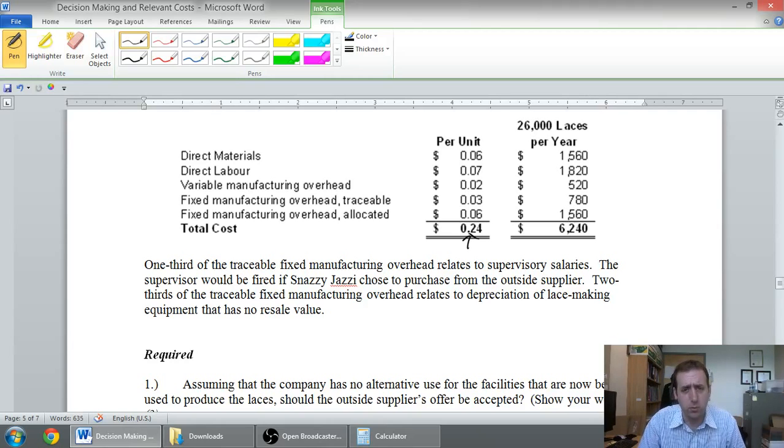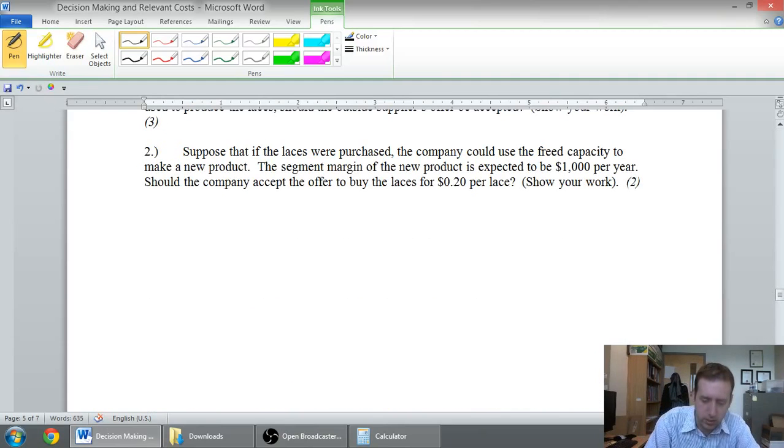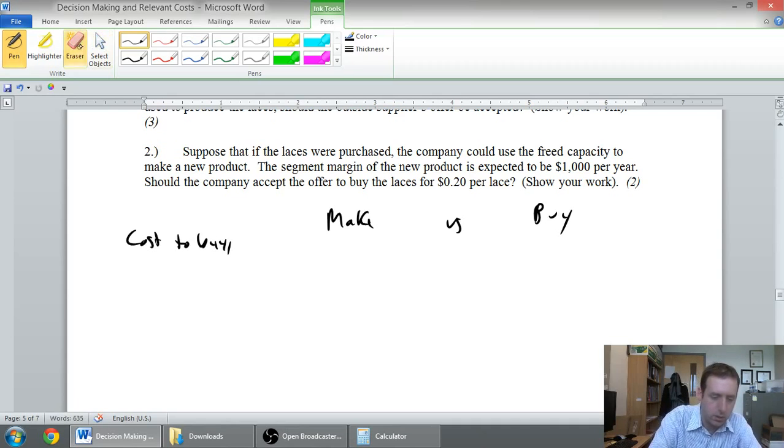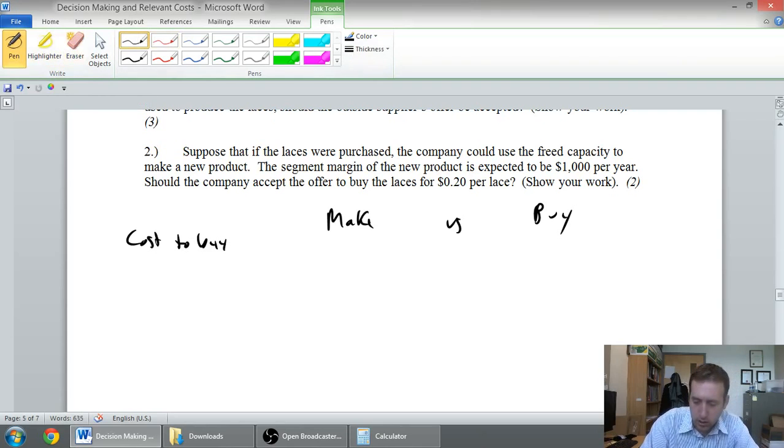We've got to figure out, should we make or should we buy? The way I like to analyze this is I just like to go, okay, make versus buy. Now the cost to buy is going to be 20 cents if I buy. If I make, the cost to buy is zero. I'm not buying. So that's the difference. Now let's look at the relevant costs. Let's go down our list.